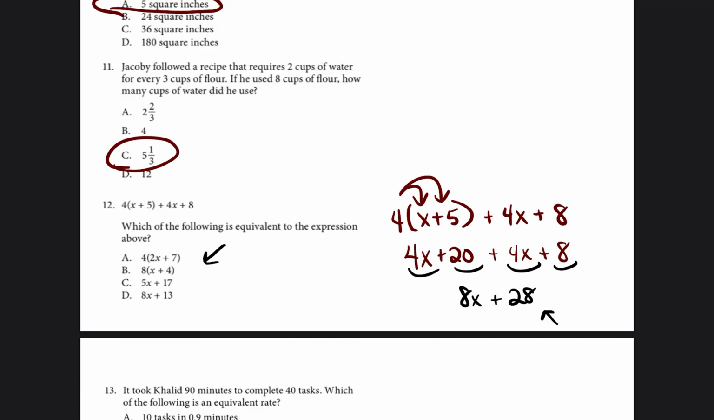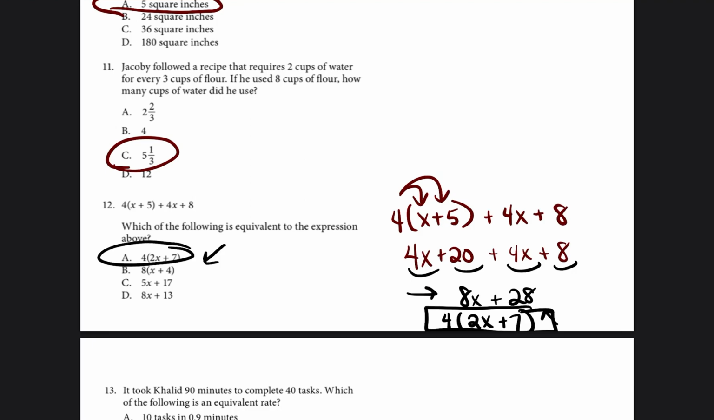So which of the following is equivalent? You can break this down by taking out a 4. So 8x divided by 4 is 2x, you go left, and then 28 divided by 4 is 7. So it's also equivalent to this, and that's A.